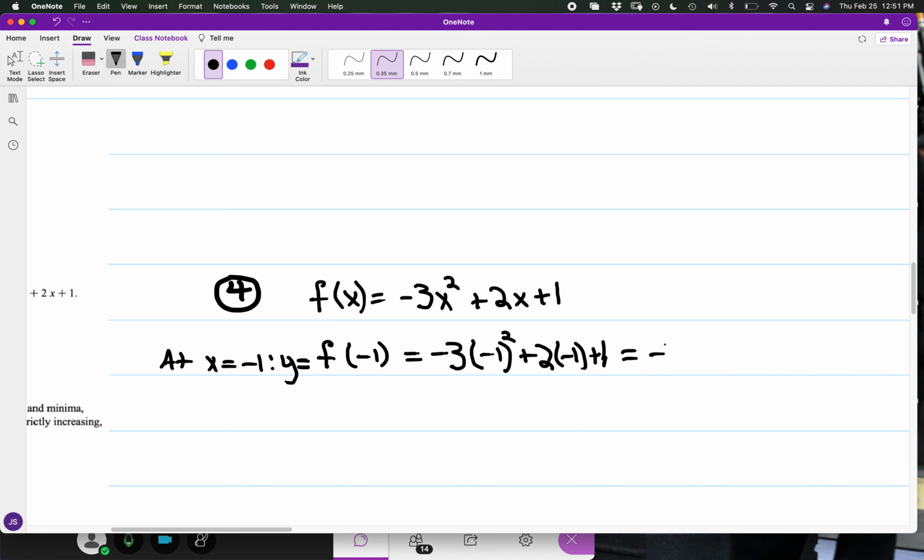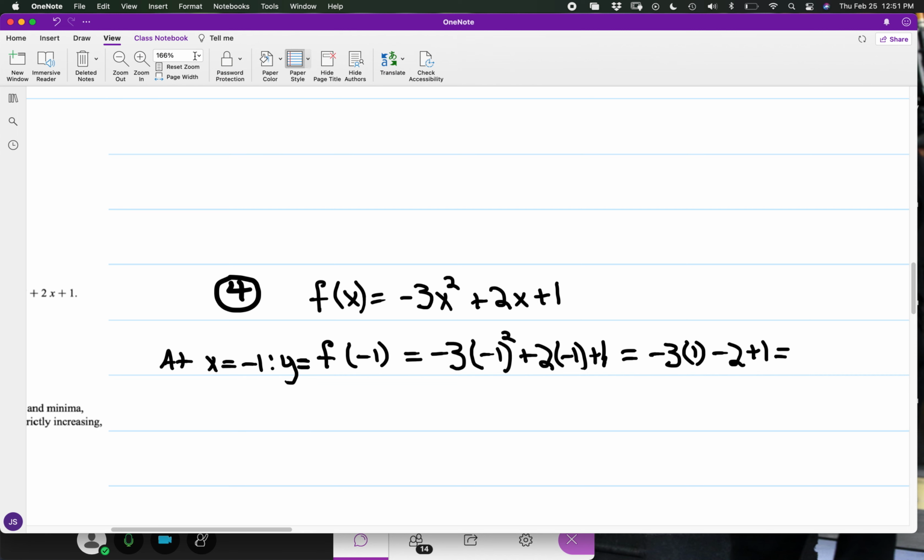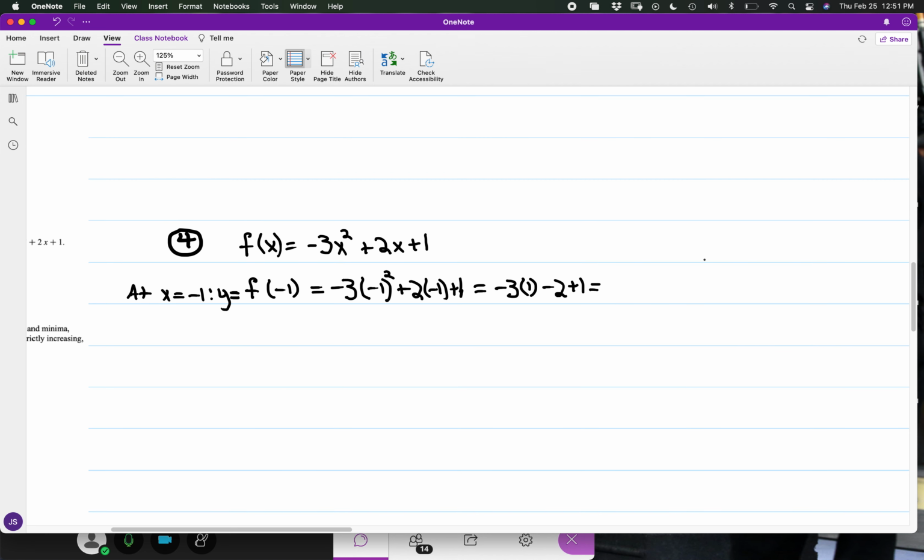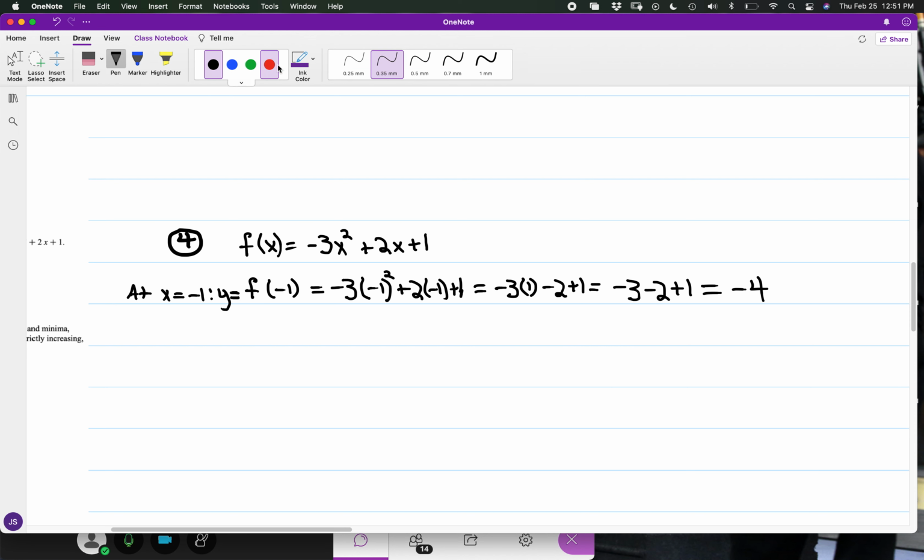And so we have -3, since -1 squared is +1, then 2 times -1 is -2, followed by 1. For the follow-through, you have -3 minus 2 plus 1, so you have -5 plus 1. So this will be -4. So you're looking at the points on the graph of this function, whereupon when x is -1, y is equal to -4.